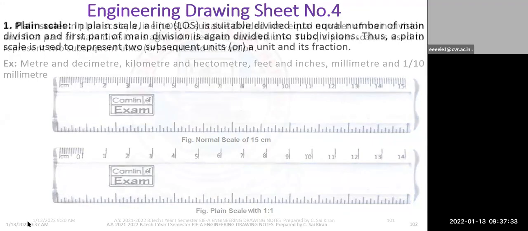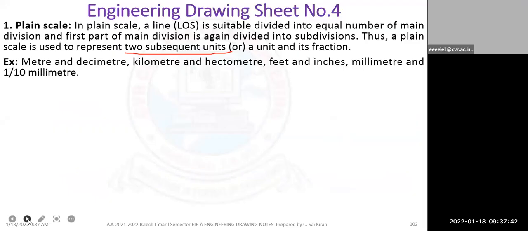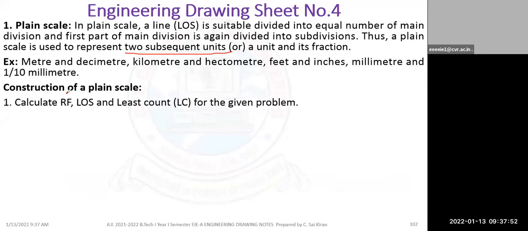Yeah. So already we discussed what a plane scale is. It consists of 2 subsequent units. And now we learn how to construct a plane scale. There are a few steps to construct a plane scale. The first step is to calculate RF. Whether it is 1:1, 1:2, or 2:1, you have to calculate RF. First thing you have to calculate RF.